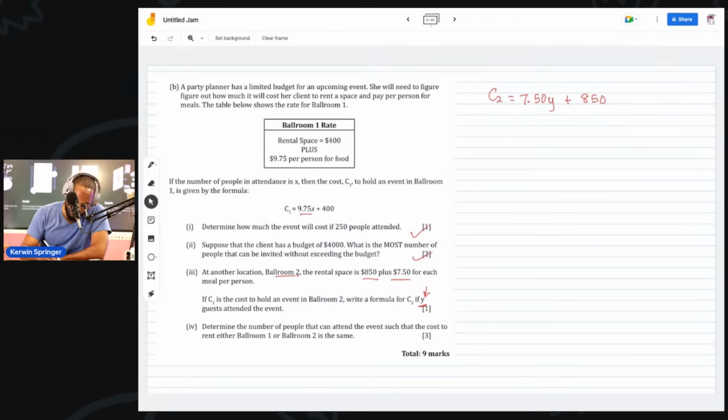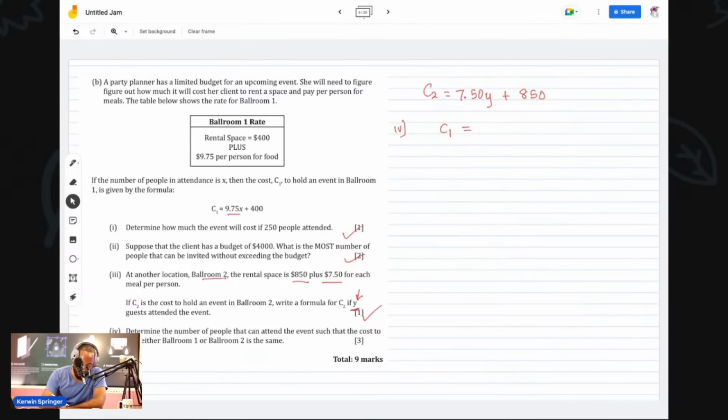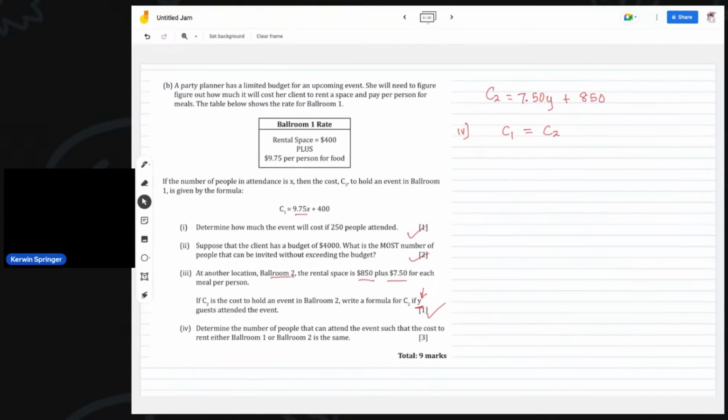So we did the formula. Determine the number of people that can attend the event such that the cost to rent either volume 1 or volume 2 is the same. So we want C1 to be equal to C2. Do y'all understand that's what they're asking for part 4? That's a straight up algebra move. I was predicting that would happen. When you do enough of these questions, you know where they're coming from. So you want C1 to be equal to C2.